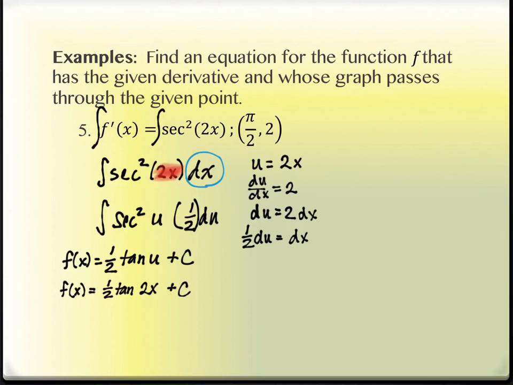The second thing is that the whole point of this particular problem and the way it was worded is that I can find the c at the end. And I can find it using the initial condition. That's what they usually call this particular point when they give us a point like this, is an initial condition. And I can do that by evaluating, right? So pi over 2 is my x, and 2 is my f of x. So I have 2 on the left, and I have 2 times my pi over 2 as my x, and I can solve for c.